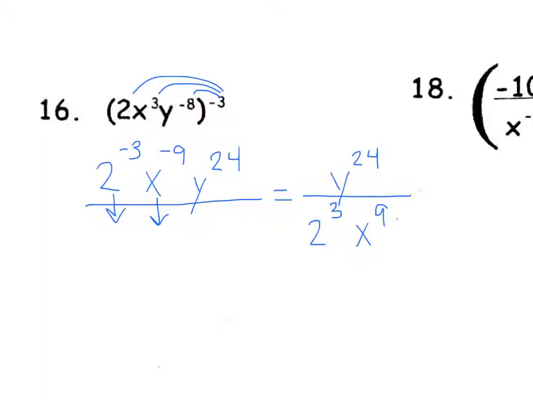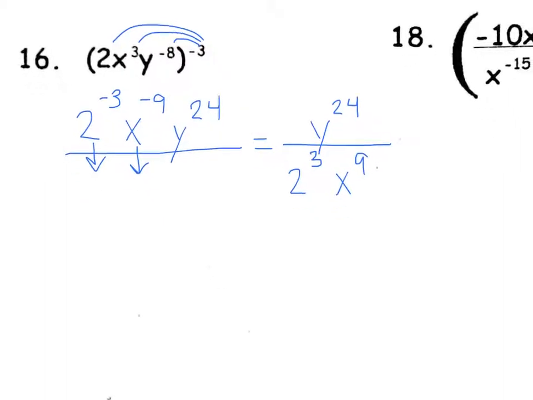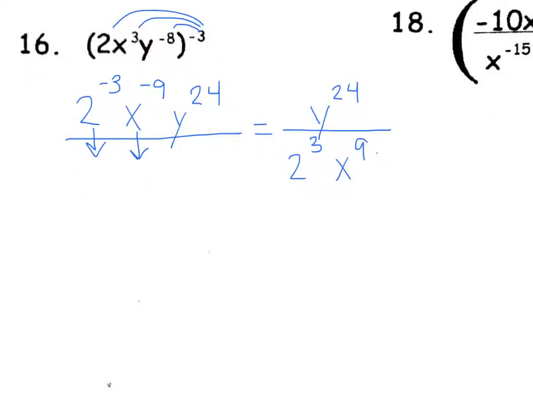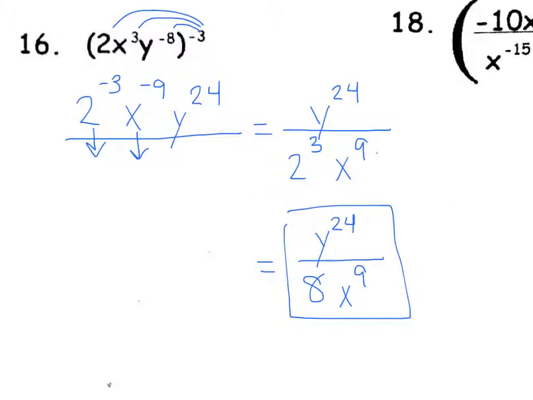All that's left is a little bit of simplifying. We know what 2 to the third is, so as we calculate this, I have y to the 24th over 8x to the 9th. There is nothing to simplify, y, x, and an 8, so therefore that is your answer.